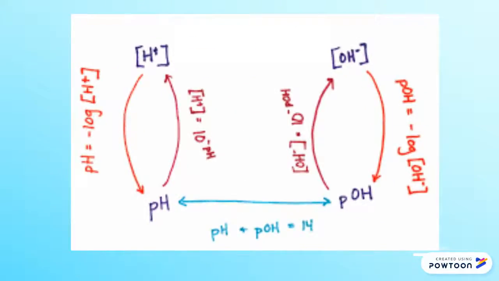So in this presentation, we've talked about 5 equations. Here's how we use those equations to convert between 4 different values: our concentration of hydrogen ion, our pH, our concentration of hydroxide ion, and our pOH.